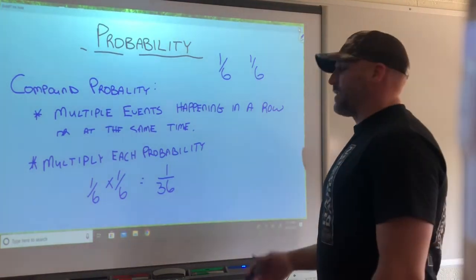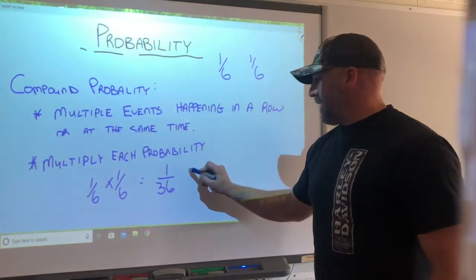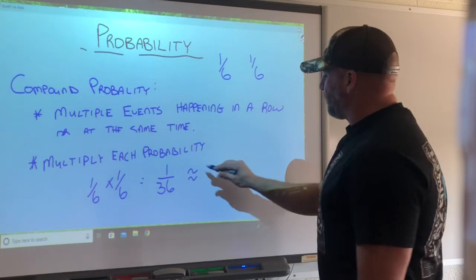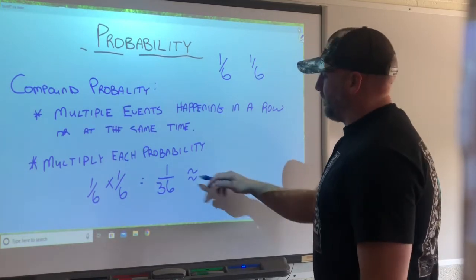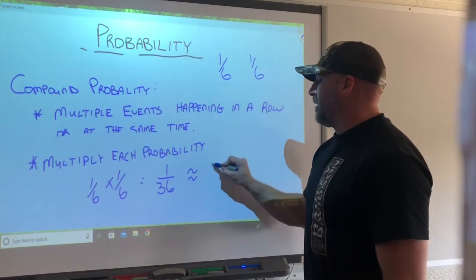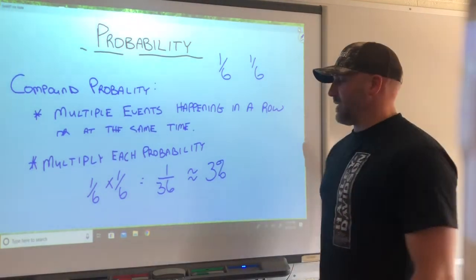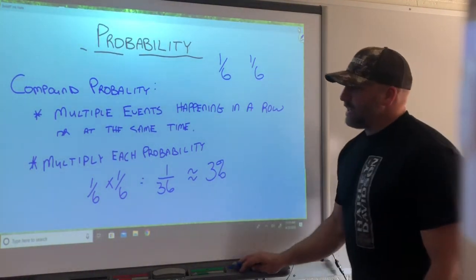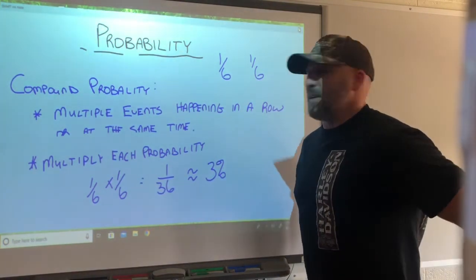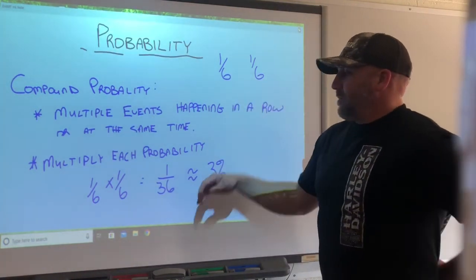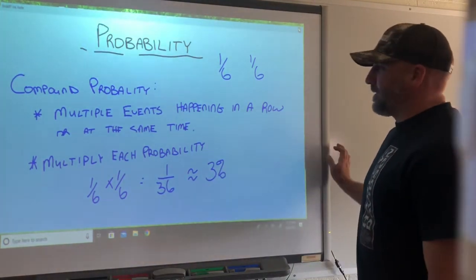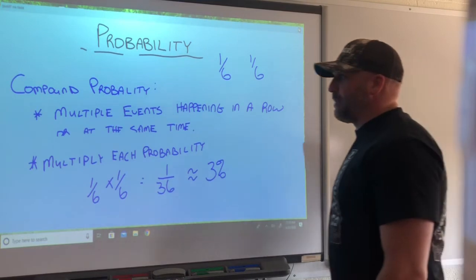Change that into a percentage, you're looking at less than 3%. I don't have a calculator on me right now, but 3% would be 1 out of like 33, so slightly under 3%. We'll say about 2.8 or something like that, if I were to get a decimal for that. So when you play a board game, maybe you're playing a lot of board games right now, I know my family is. You think about Monopoly, your chance of getting 12 is about a 3% chance. So that's the concept behind compound probabilities.